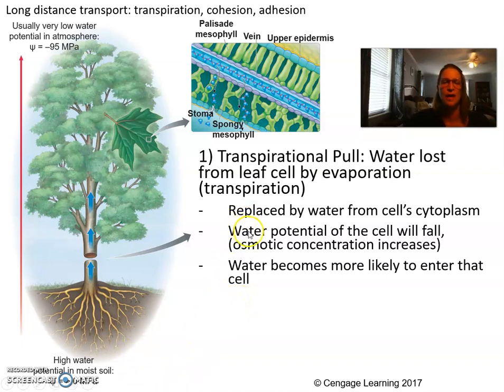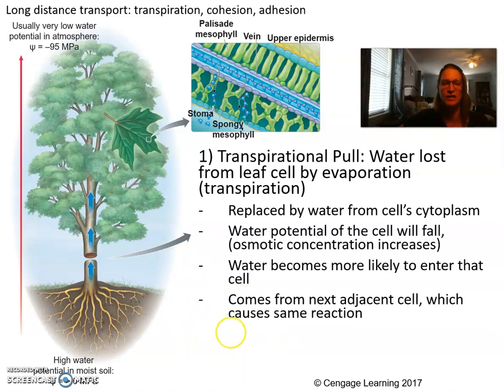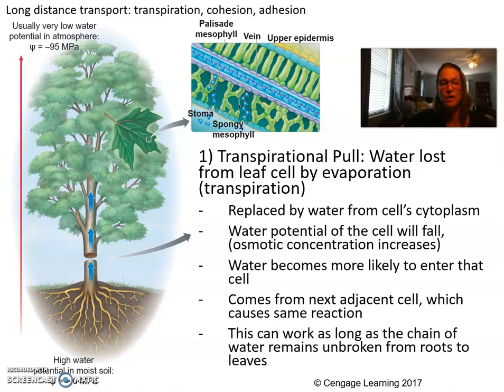So a cell that has just lost some water due to transpiration is going to have low water potential, and then water is going to be more likely to enter that cell from an adjacent cell. And when that happens, water is going to move into that cell from an adjacent cell. So it forms a sort of pathway that water follows based on differences in water potential between adjacent cells. And remember, cells that have low water potential are going to have water coming into them from adjacent cells that have higher water potential.